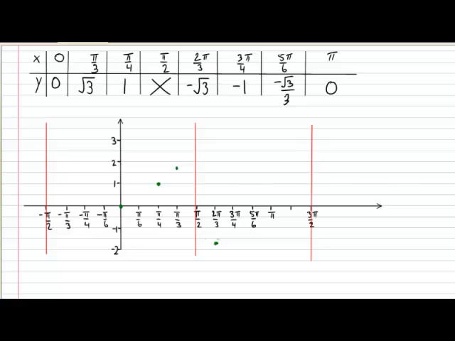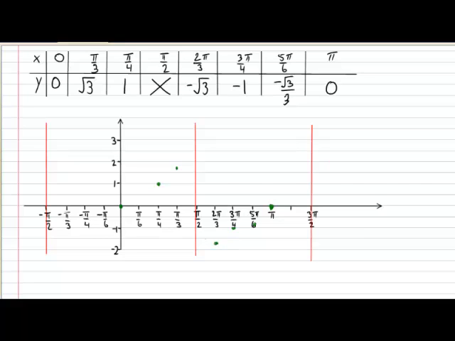Next, when x is 3 pi over 4, the y value is negative 1. So that'll put it right there. Next, when the x value is 5 pi over 6, the y value is negative root 3 over 3, which will put it at approximately a little bit less than 1. And finally, when the x value is pi, the y value goes back up to 0.